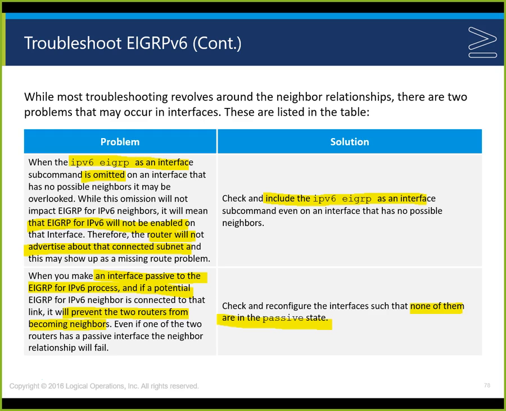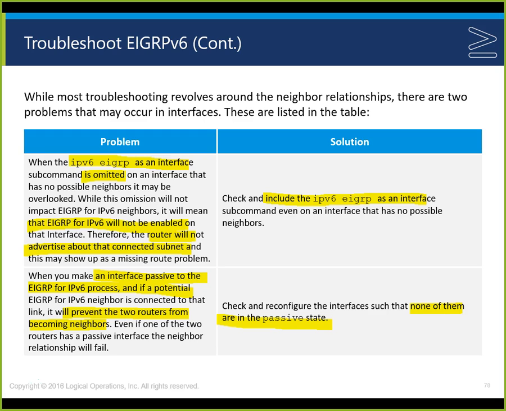When you make an interface passive to the EIGRP for IPv6 process, and a potential EIGRP IPv6 neighbor is connected to the link, it will prevent the two routers from becoming neighbors. Check to be sure if you have a passive interface. And again, what the earlier slide said, if you want to make an interface a passive interface in IPv6 EIGRP, just don't put it on that interface.